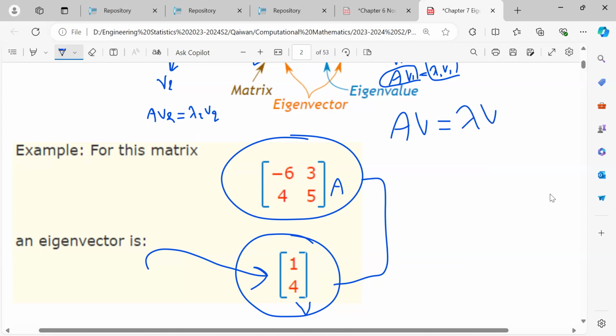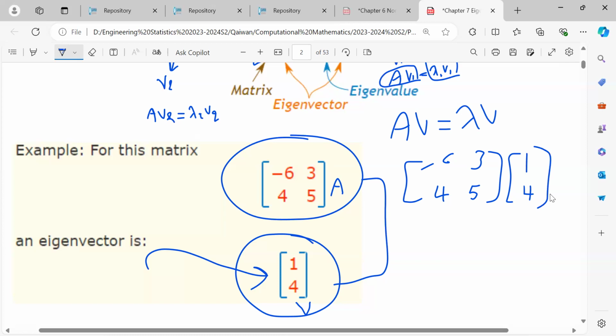We first multiply A and V. A is [-6, 3; 4, 5] times V, which is a vector. Eigenvectors are always vectors. Eigenvalues are always scalars, only one value. It's not a vector or a matrix, it's a scalar. V is (1, 4) here. It is A times V.